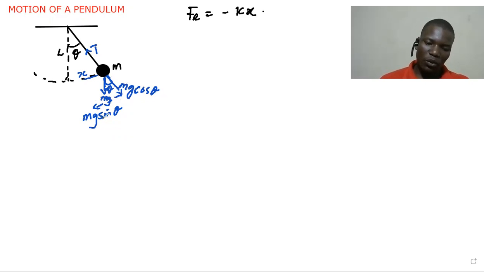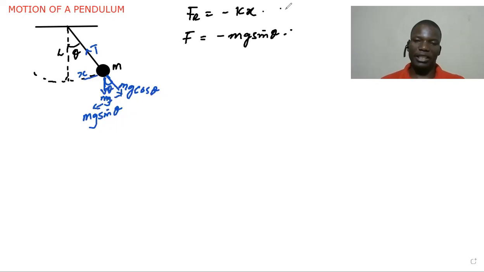Okay, so now what we're going to have here as the restoring force, as this bulb is displacing, is going to be negative mg sine theta. But now you're going to see that these two equations are kind of different. So what are the conditions for this pendulum to exhibit simple harmonic motion? We have this bulb displacing this distance x, and we have the length of the string, which is L here.